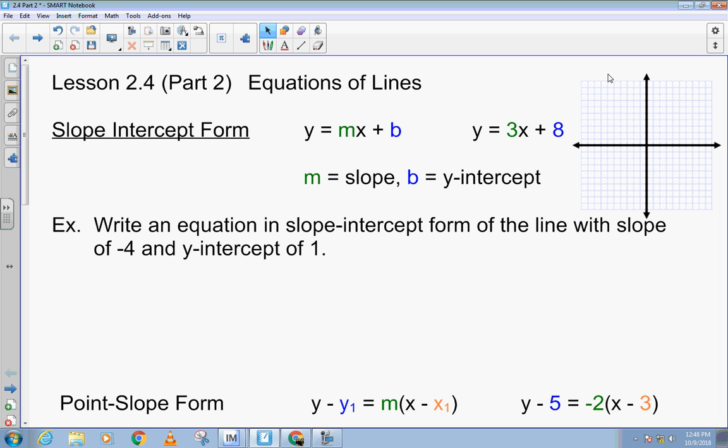It's stuff that you guys covered last year, so it should be review, but it's quite a lot of information to put into one lesson, so we're spreading it out. So we're talking about equations of lines, and there's really three different forms that you deal with. One of them is the standard form.